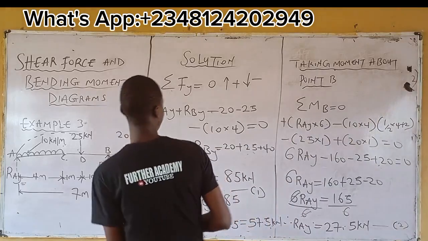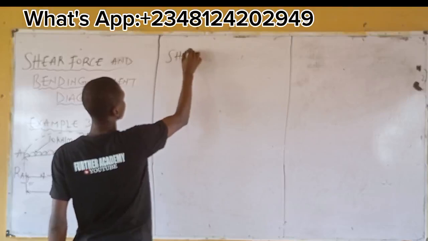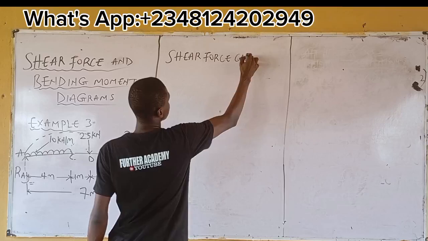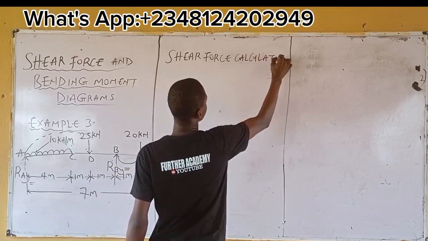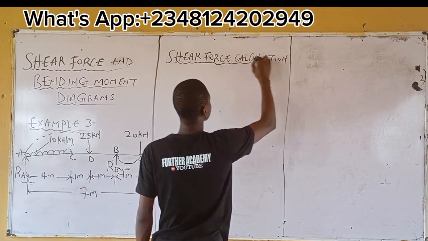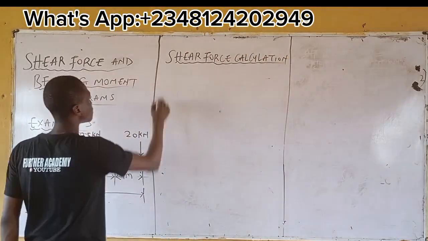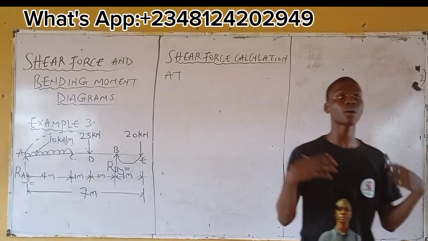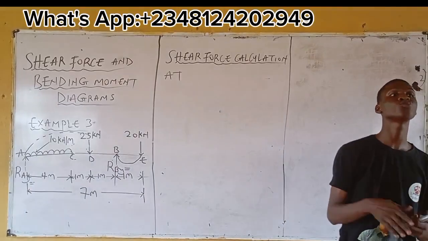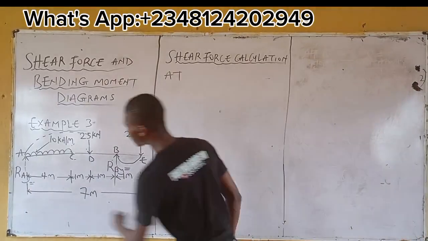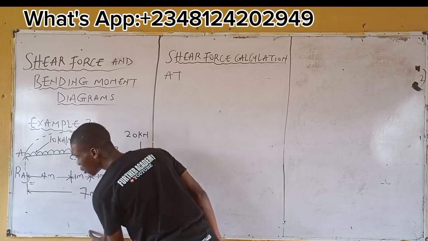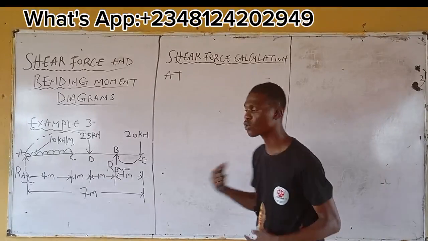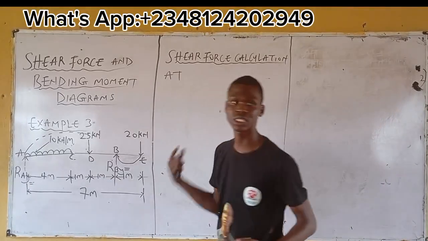Alright, shear force calculation, right? By shear force calculation, we are saying that we are calculating the value of shear force at each point. And I always love going in a gradual process, or it is advisable to go in a gradual process. Meaning that if the total span of this beam is 7 meters, you go in a gradual process. What it means is that you are moving from 0 to 4, 0 to 5, 0 to 6, then lastly 0 to 7.